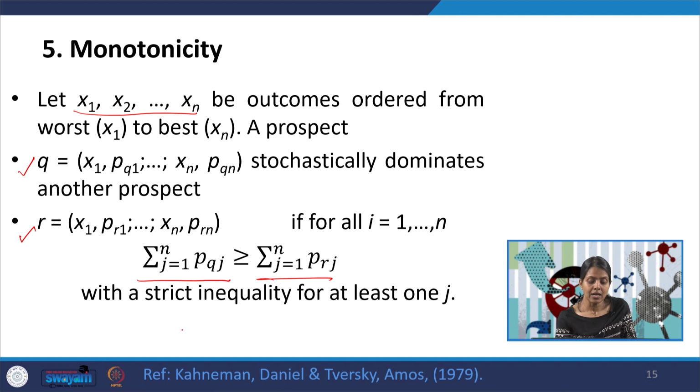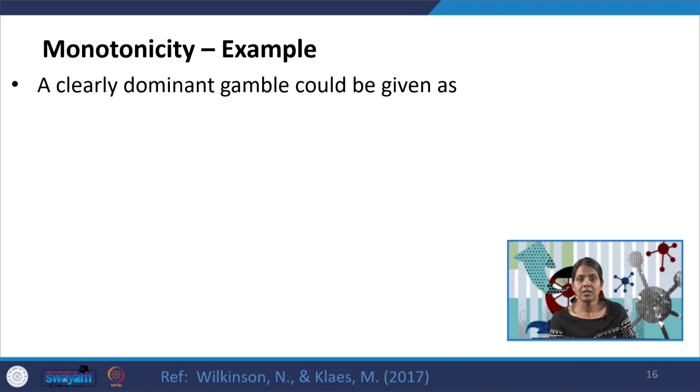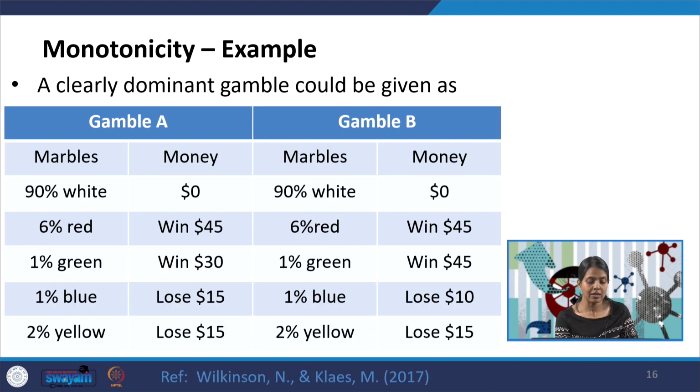Here we need a strict inequality for at least one j. So, in order for this to hold, at least one pQj must be greater than pRj and the rest can be equal. So, this greater-than-or-equal condition holds. A clearly dominant gamble could be given like this.